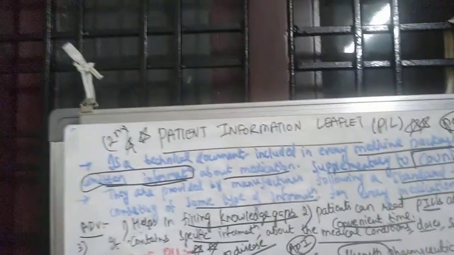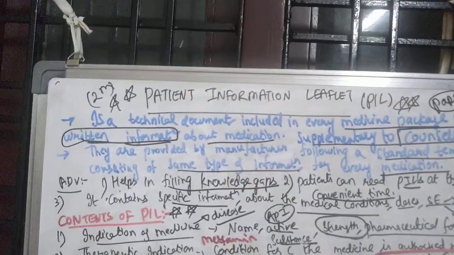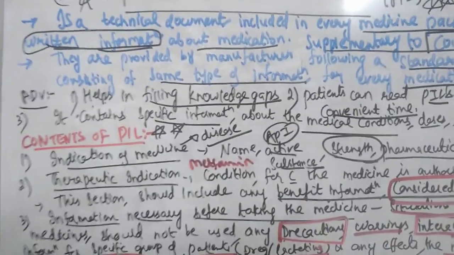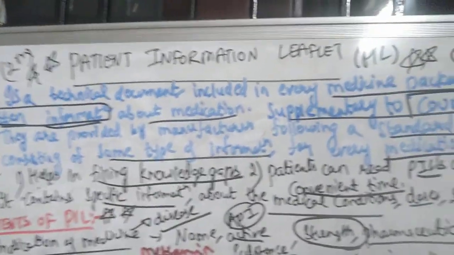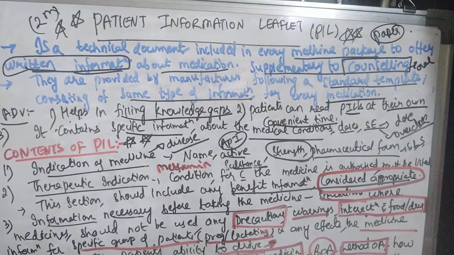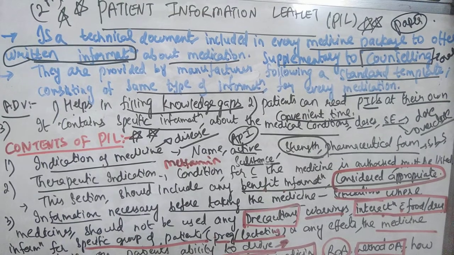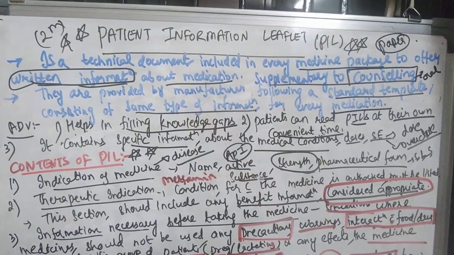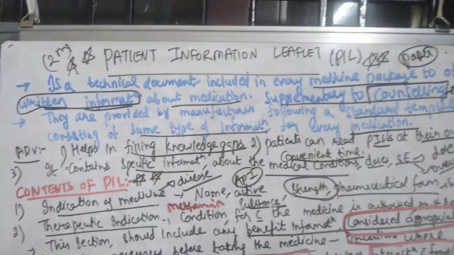So this is the patient information leaflet: advantages, definition and the contents. Very important and very easy. Please go through it and make notes by looking at the video. This information is very little in the textbook, so please utilize the information given in the video. And if you have any doubts, you can ping me anytime.